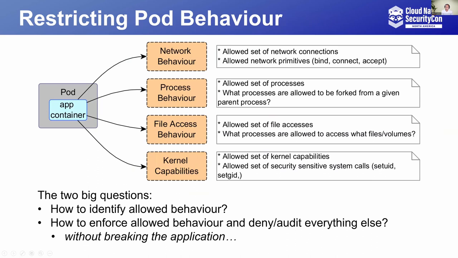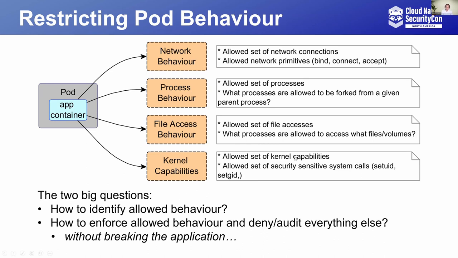But before I talk about policy controls, let's look at some of the behavior that pods possess and that needs to be constrained. Network behavior has been a topic of study and implementation for long, but not necessarily from a zero trust perspective. Process behavior and file access behavior have received relatively much less attention in the containerized world. Really, the two big questions are how to identify the allowed set of behavior and how to enforce that behavior, restricting everything else without breaking the application.